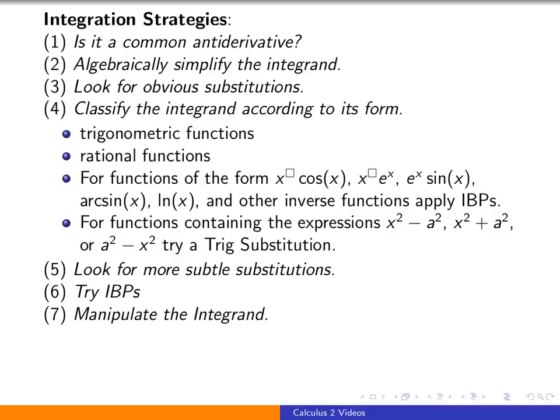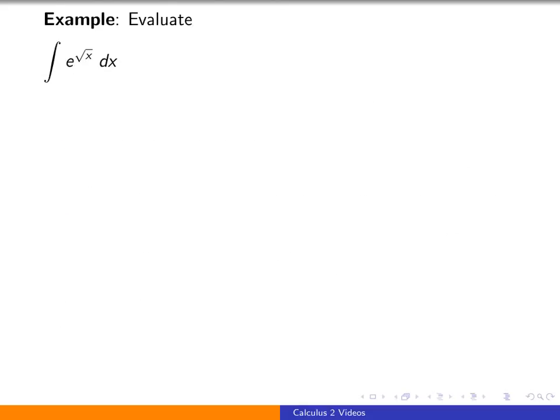Look for obvious substitutions or things where we can apply the typical methods that we've learned. Trigonometric integrals, trig substitutions, integration by parts, partial fraction decompositions. If not, we sometimes have to go a bit further. So for the integral that we're given here, e to the square root of x, there's no algebraic simplification, no obvious substitutions, and none of our techniques of integration really apply to this conveniently.